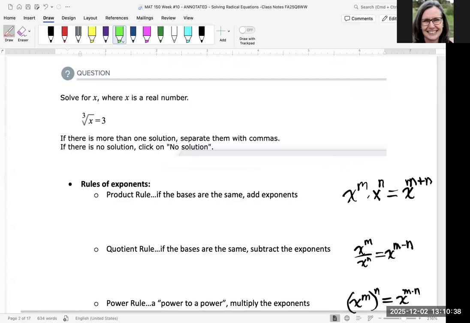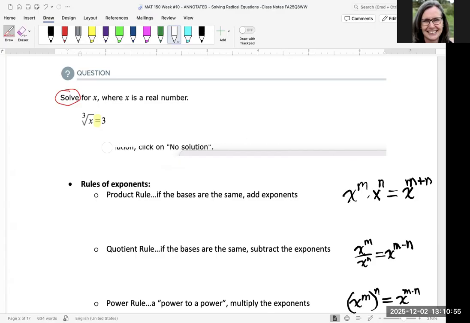Solve for x. On your final, when it says solve, that means you're going to find the number for the variable that makes this true. That means we're giving you an equation, so you can do whatever you want to both sides of the equation. If there's more than one solution, separate them with a comma. If there's no solution, then click no solution.